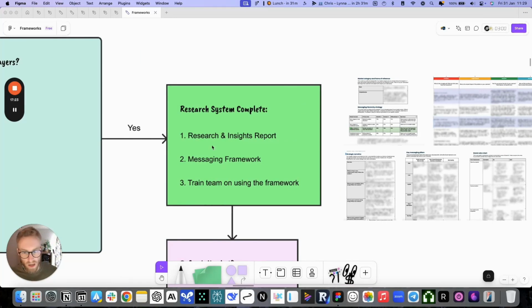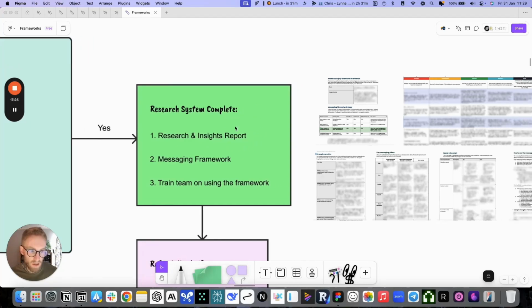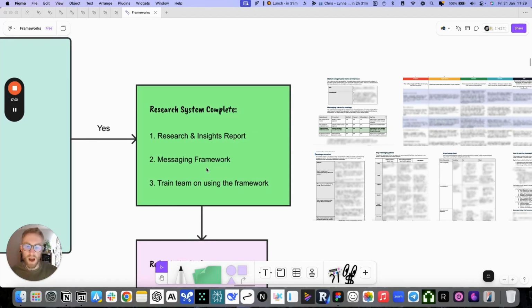I usually create a research and insights report and then distill that into a messaging framework that basically tells you how you speak and how you communicate the right insights for the right people so that your positioning is clear, your differentiators are clear, you can speak in the right voice and tone.